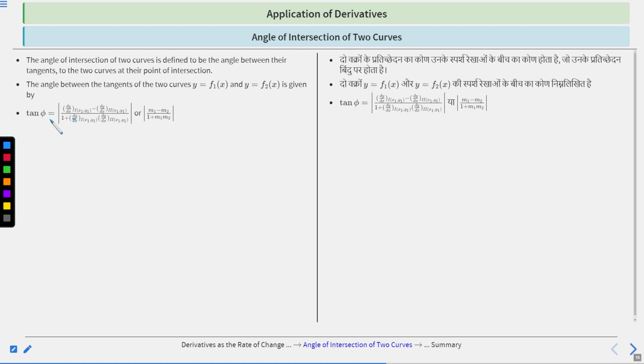Right? So tan phi is basically mod of (dy by dx of curve 1 at (x1, y1) minus dy by dx for curve 2 at (x1, y1)) upon (1 plus dy by dx of curve 1 at (x1, y1) into dy by dx for curve 2 at (x1, y1)), or this can also be represented as mod of (m1 minus m2) upon (1 plus m1 m2), right? So this is basically the angle of intersection of two curves.